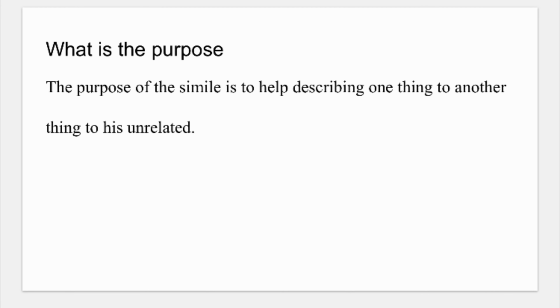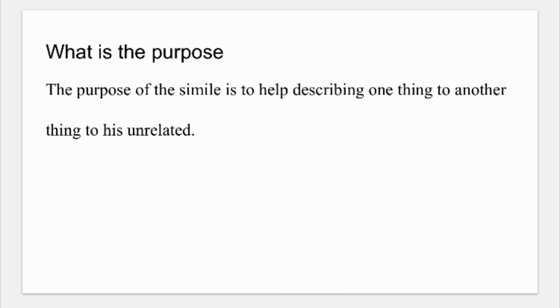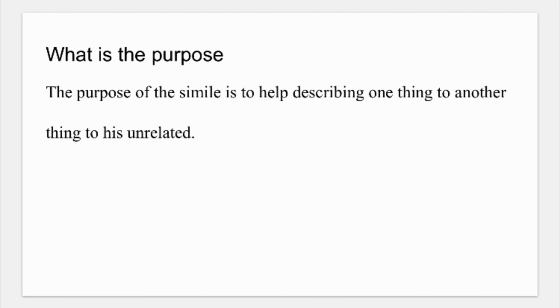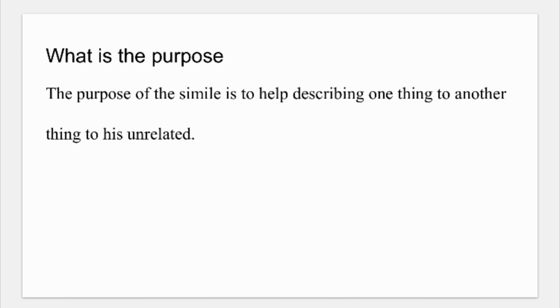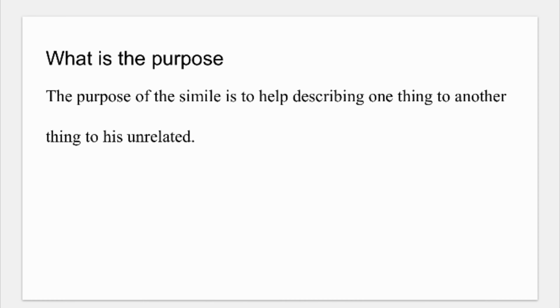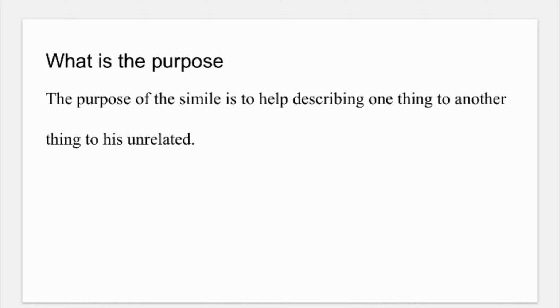What is the purpose of the simile? The purpose of the simile is to help describe one thing to another, two things that are unrelated. What they mean here is that you help describe one thing to another thing, two that are unrelated. You have one subject to another subject, two that are unrelated, to a word that just doesn't go with it.